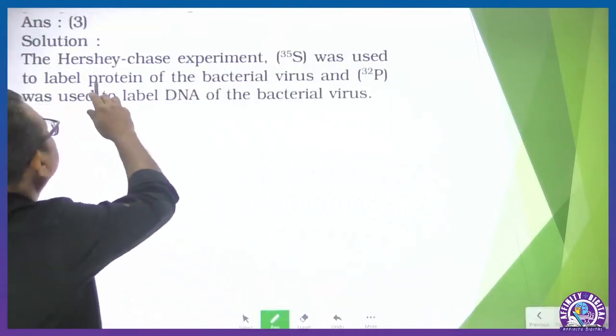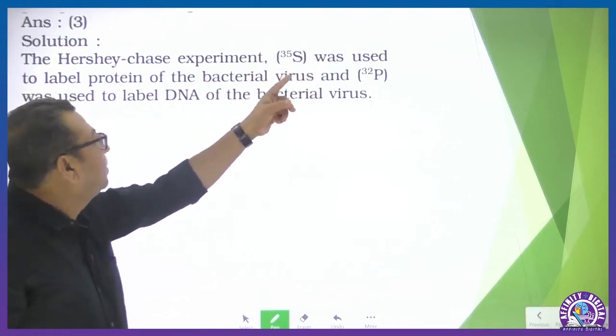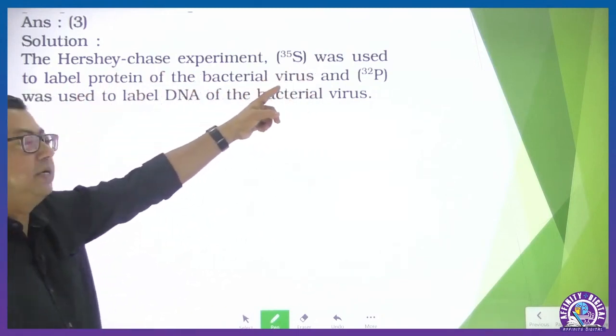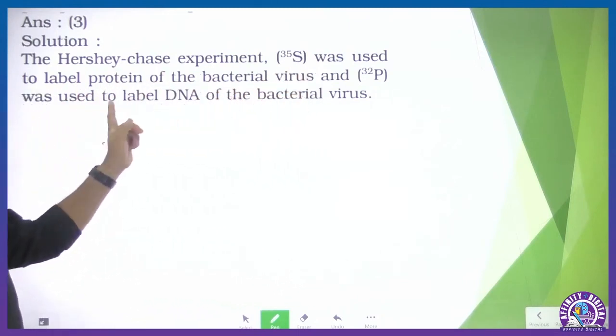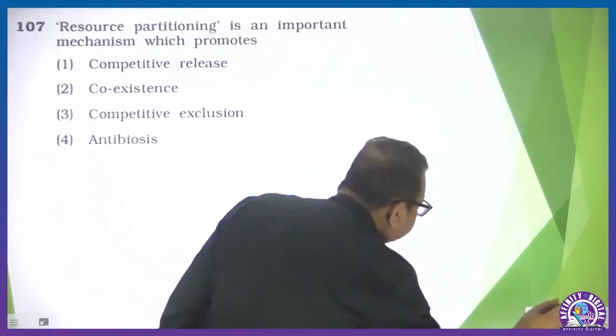Okay, in the solution I have given the Hershey-Chase experiment: S35 was used to label the protein of the bacterial virus, and phosphorus 32 was used for labeling the DNA of the bacterial virus. Moving on to the next question.